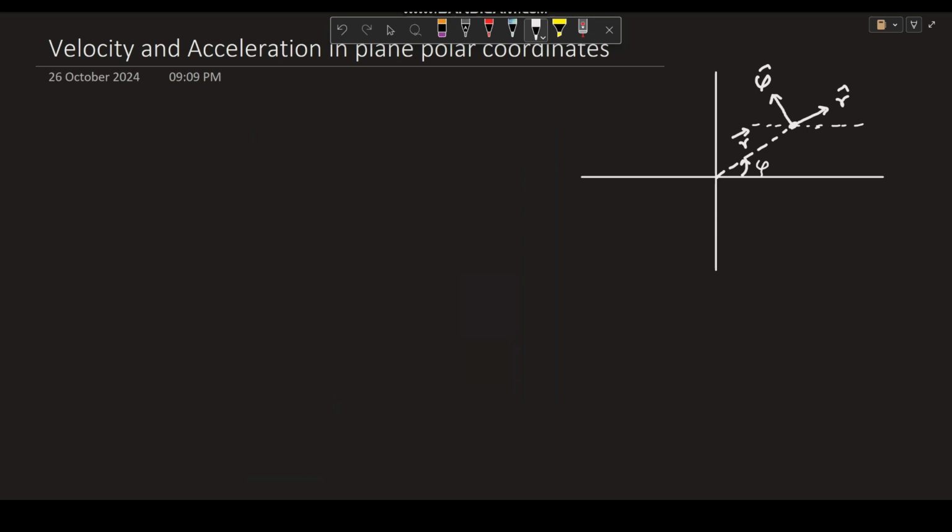We will talk about velocity and acceleration in plane polar coordinates. And I think you would be intrigued to know about this because you are not even given a glimpse of this in JEE NEET preparation, and you're just told that this is not useful. But let me tell you that you can do better if you know about this.